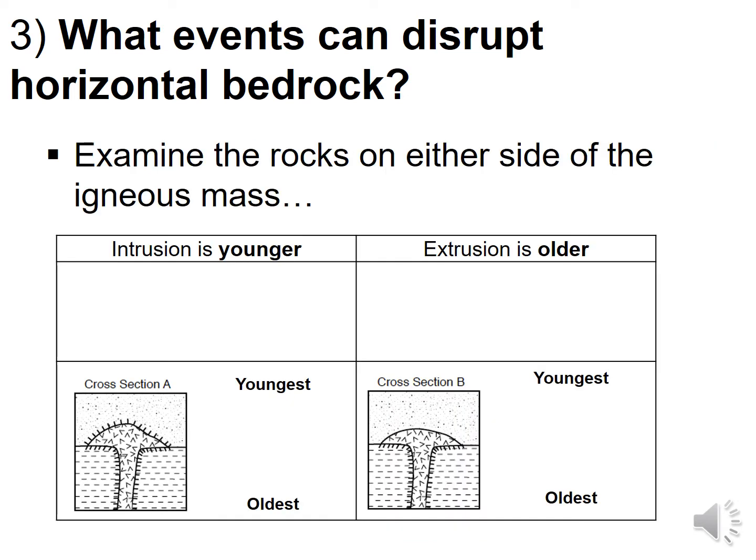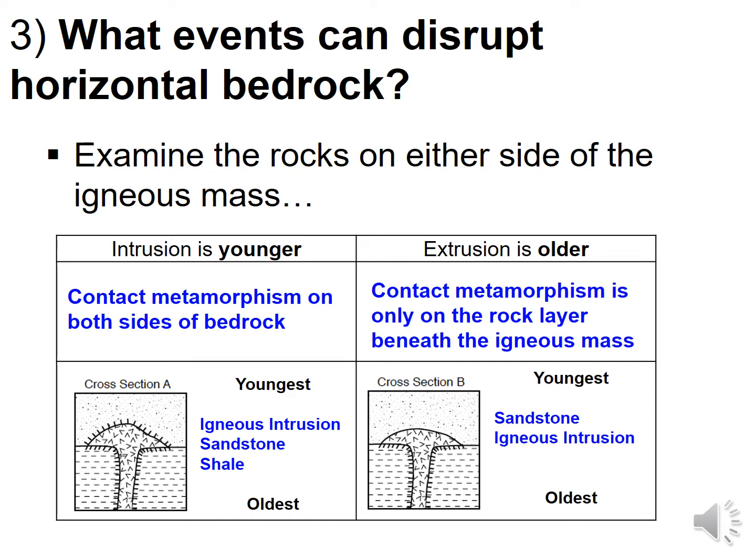That's why you see a difference in here. So this one's, again, an intrusion. This section here, the sandstone, was there when the intrusion happened. And the extrusion, because it exited the earth and then it cooled, and then the sandstone was deposited after the extrusion.